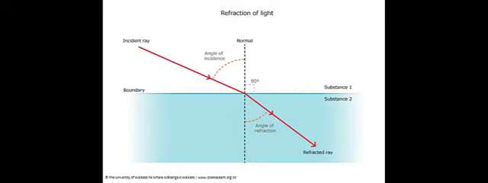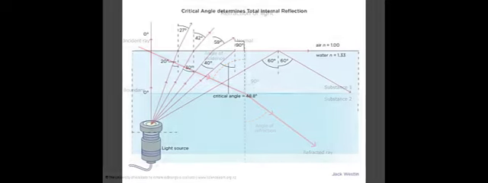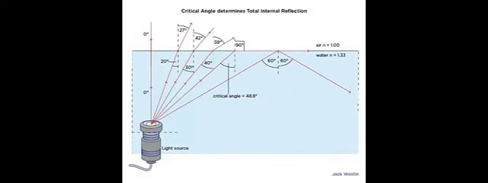When going from a less optically dense medium to a more optically dense medium, the path is bent closer to the normal upon entry. But if the light source is in the denser medium, such that the light is moving toward a less dense medium, it becomes possible at the correct angle to trap the light within the more dense medium, what is known as total internal reflection.